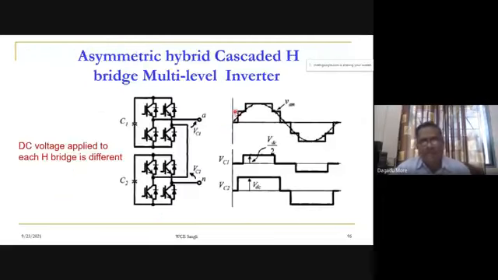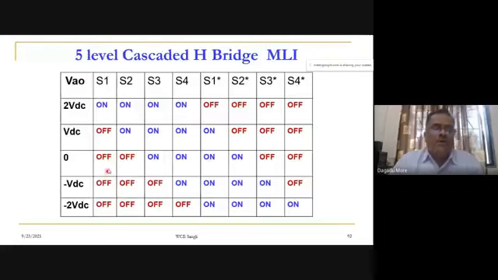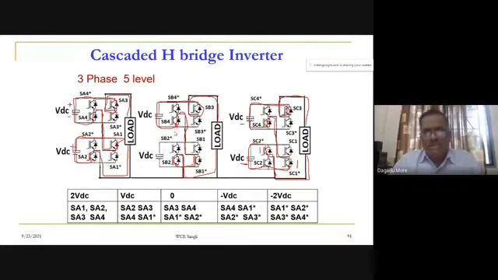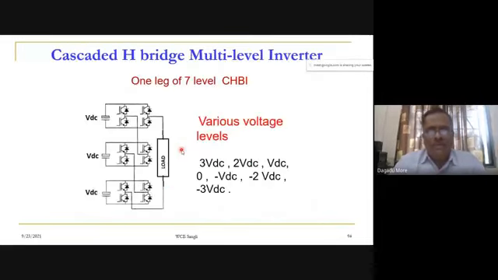Now another technique. What is the number of levels for this inverter? The phase voltage we have here is 5 level. Here we have a 5 level, a 3 level, and this. And if you see, in all earlier cases, the voltage applied to each H bridge is of equal value.